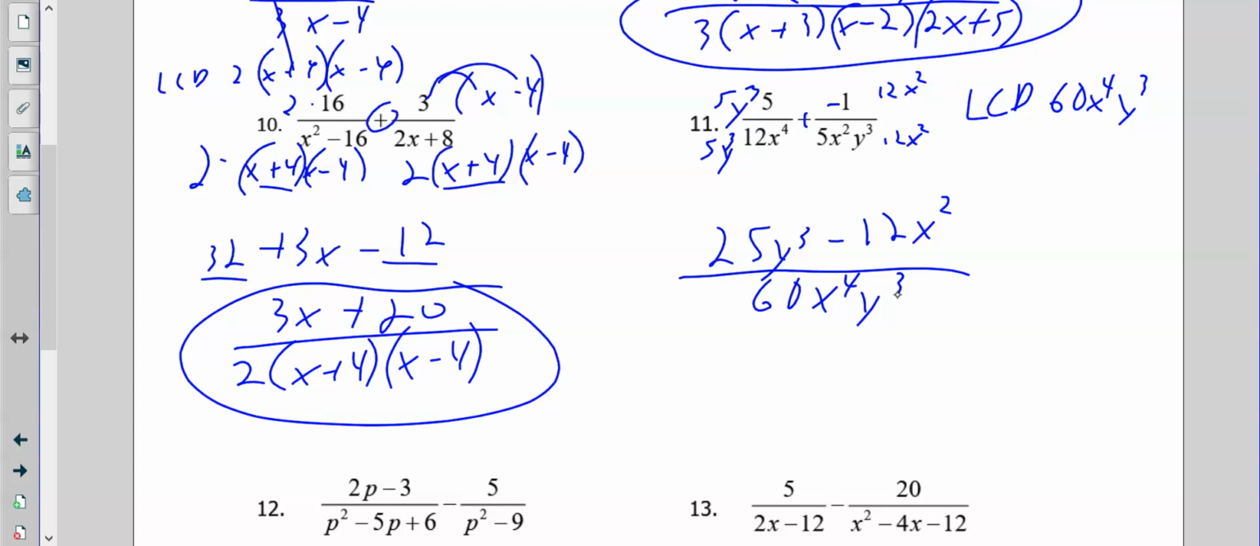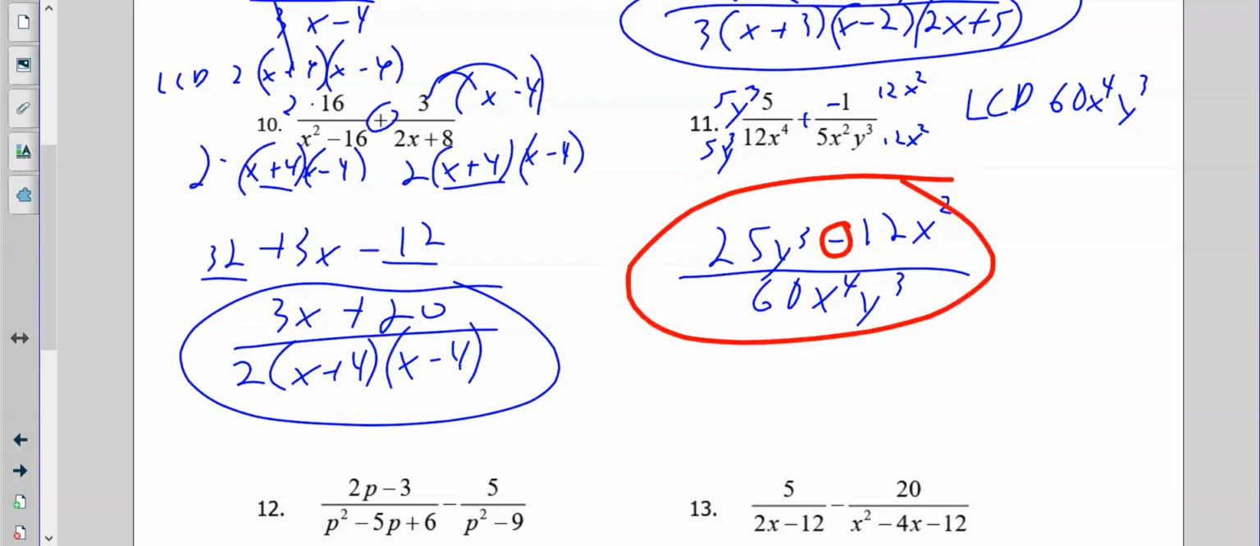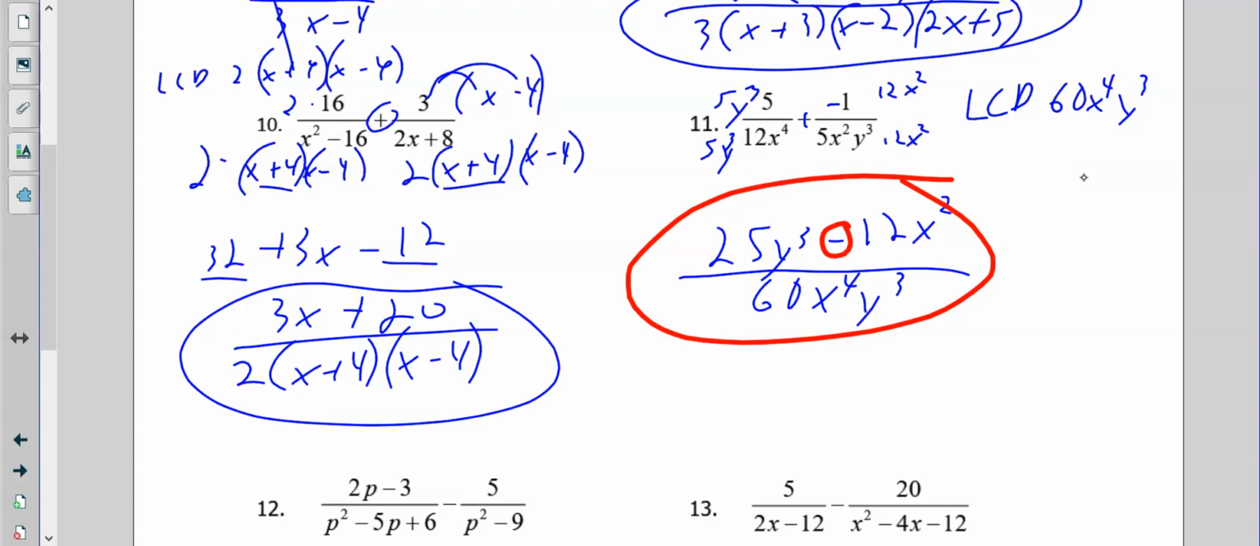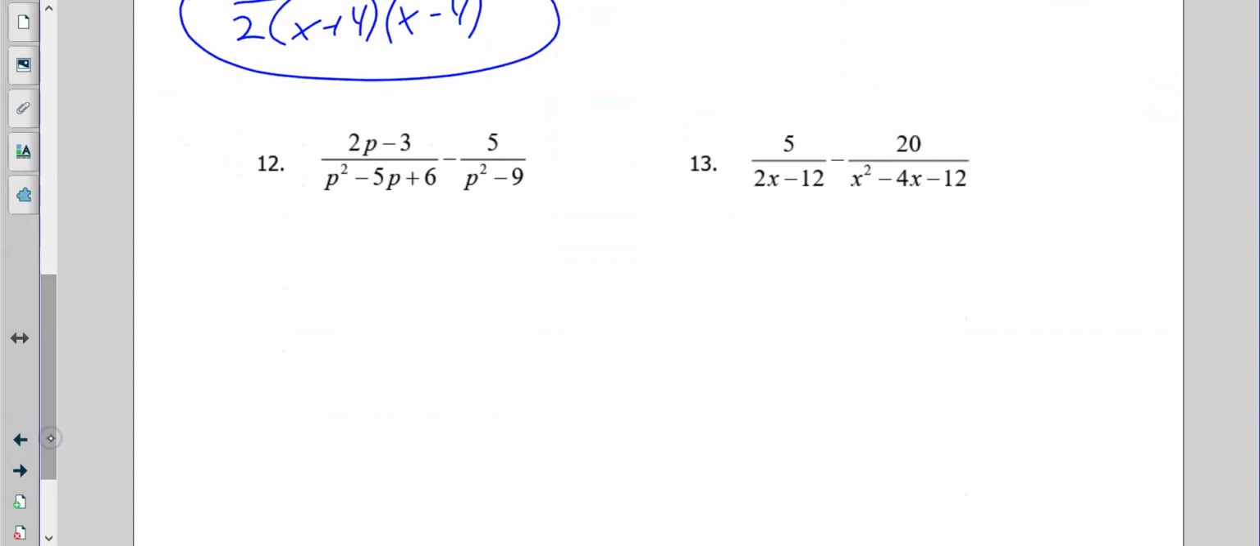Okay? Remember, you cannot cancel this 12 with this 60 because of this minus sign. Okay? You can't do it. It's a big no-no. You can't cancel the x squareds, nope, can't do it because, again, of this minus sign. You can't cancel the y cubes. All right? So that's it. Be careful on those. Very common occurrence is wanting to cancel stuff that you can't cancel across a plus or minus sign. Leave the binomials and trinomials alone.